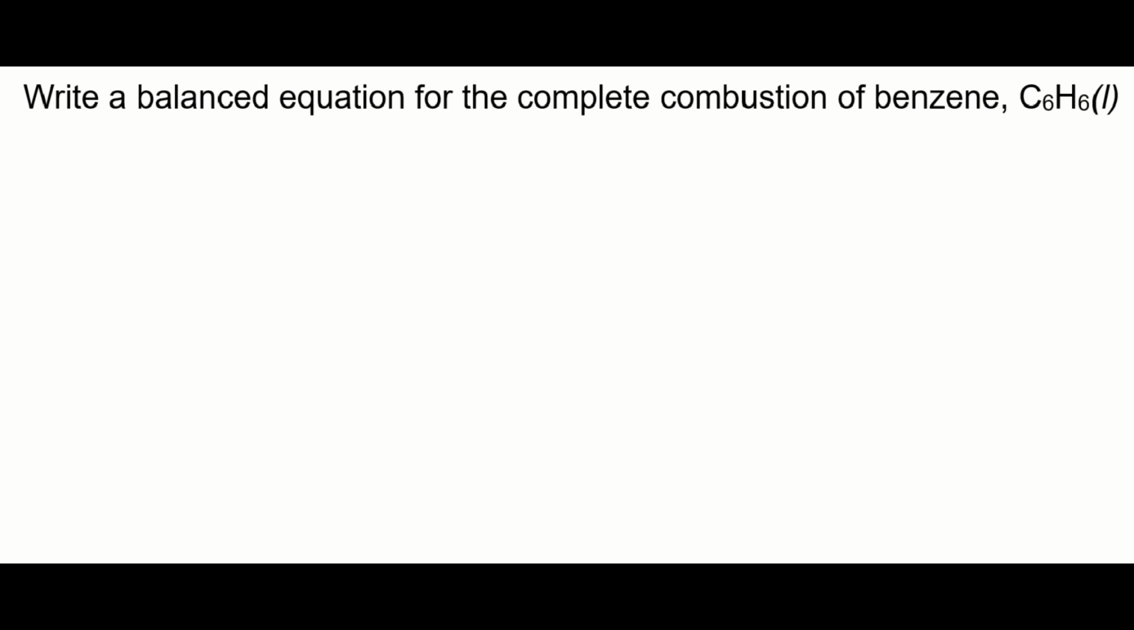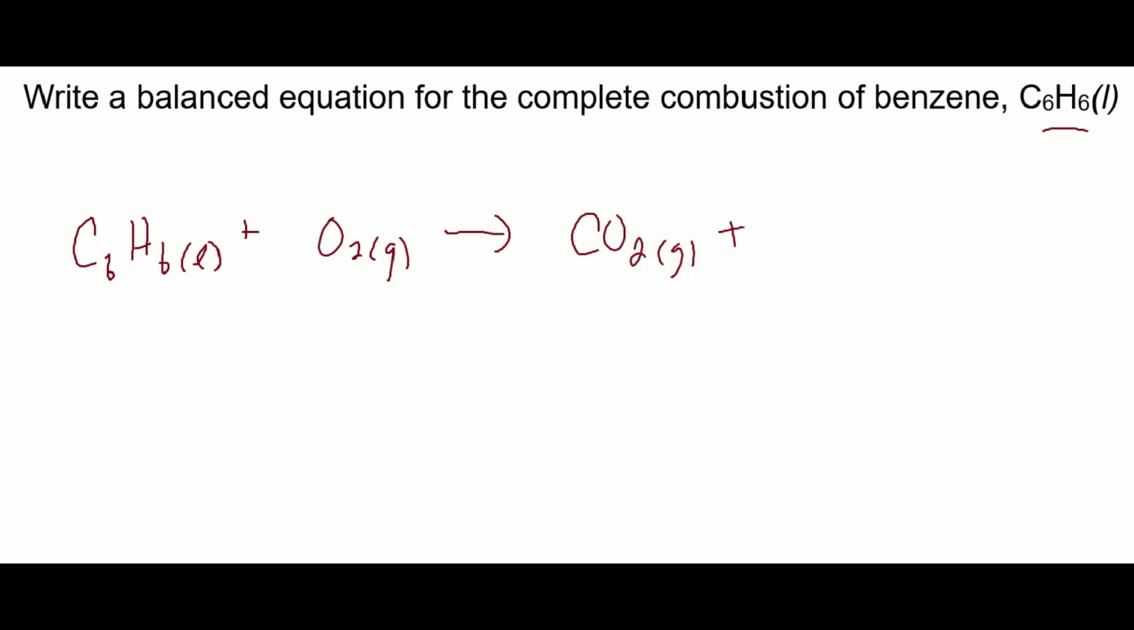Let's write the balanced equation for the complete combustion of benzene. We're given the formula C6H6. Let's put that on the reactant side. That's the fuel that's going to burn. In a combustion reaction, we need oxygen as a reactant. And in a complete combustion, we're going to get carbon dioxide and water as products. You're also going to get energy in the form of heat and light.